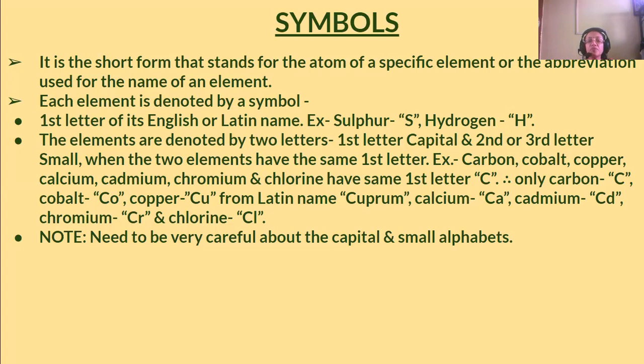Next, note that you need to be very careful about the capital and the small letters. Where the capital letter is written and where the small letter is written, you have to be very careful when you are memorizing and when you are writing it down. Otherwise, the element will change. If the symbol changes, the element will change. Like for copper, if you write CO, then it will become cobalt and not copper.